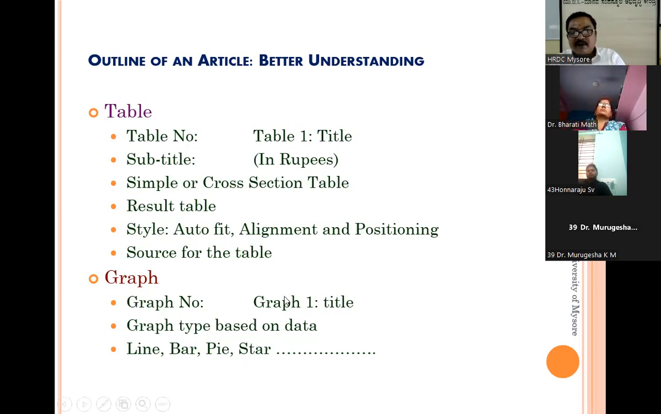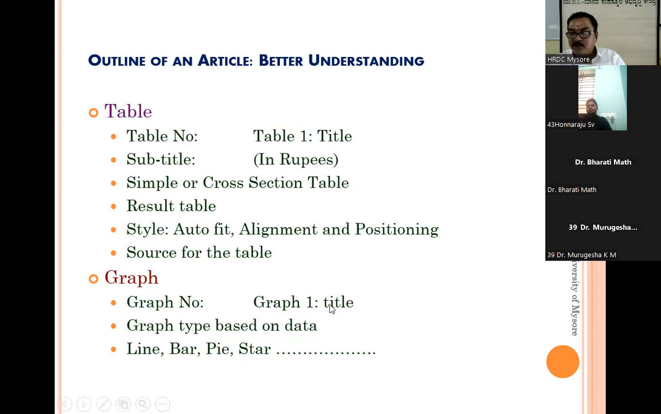Okay. The same thing for the graph. A graph number like graph number 1, and then write the title. As much as possible, the graph title should be very short. Graph type is based on the data. If your data is time series, please use a line graph. If your data is cross section, please use bar. If your data is about sharing, what is the share of women and men in agriculture? Then use a pie chart. What is the share of different communities in India? You use a pie chart.